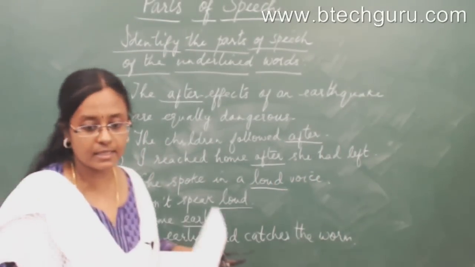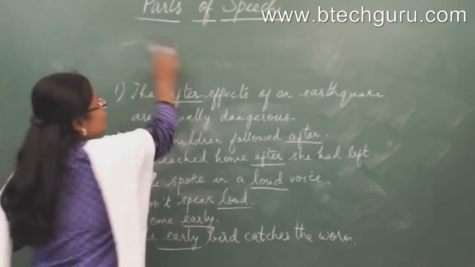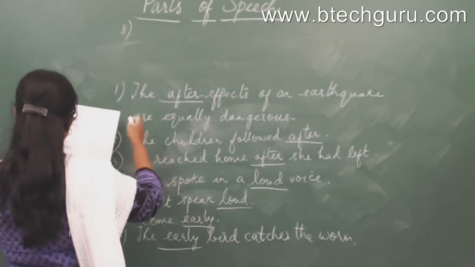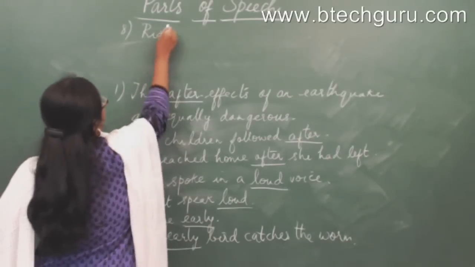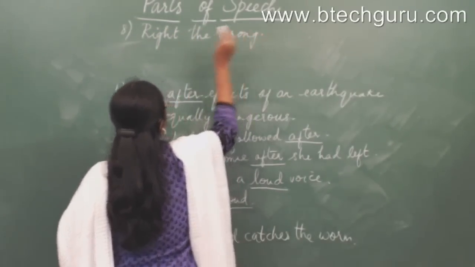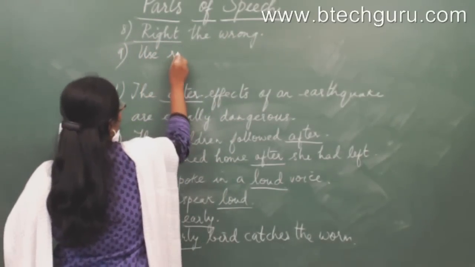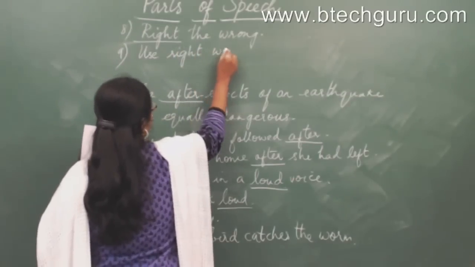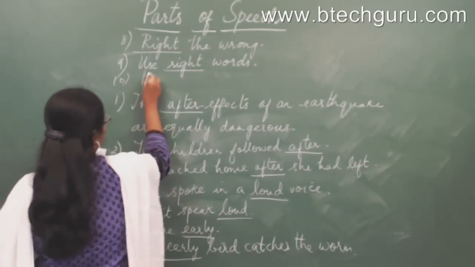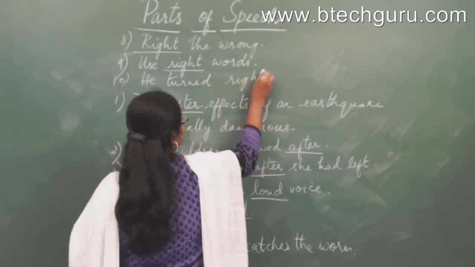I have three more sentences. Maybe I can write them here. I hope you are doing it. Let me see. Right the wrong. Use right words. The last one. He turned right.